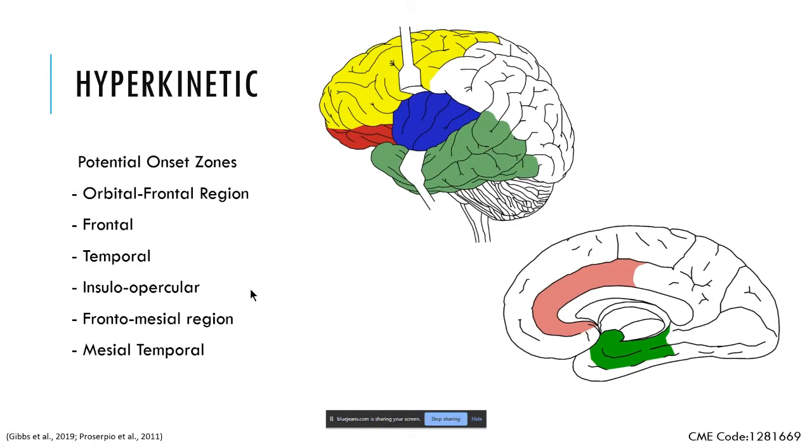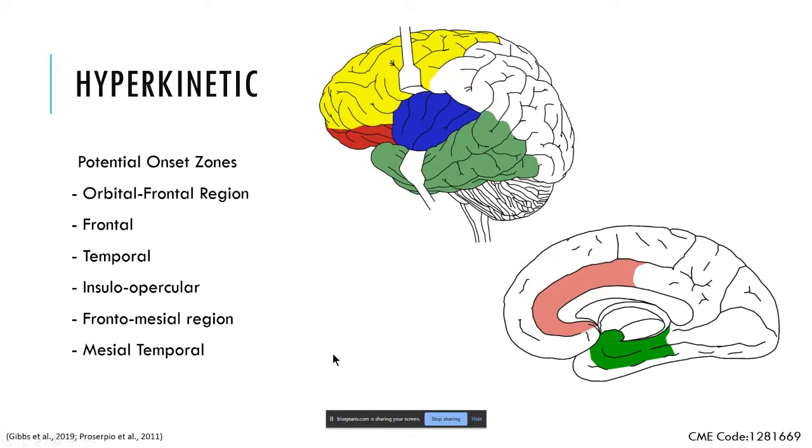Now, if we're talking about hyperkinetic seizures of temporal onset, those are more frequently associated with oral alimentary automatisms, more often occur during wakefulness, and have been associated with salivation and bilateral dropping of the corners of the mouth.